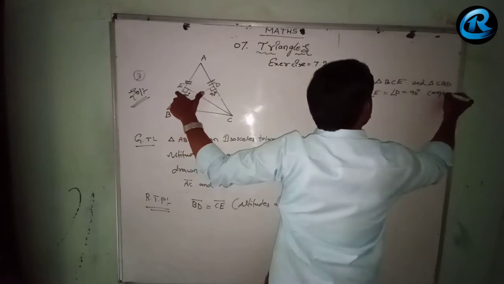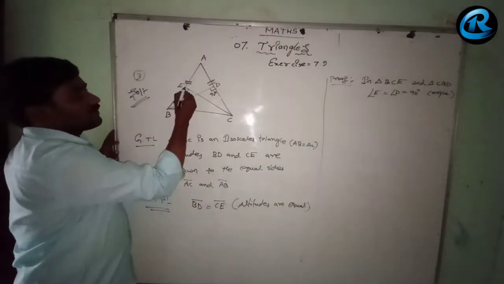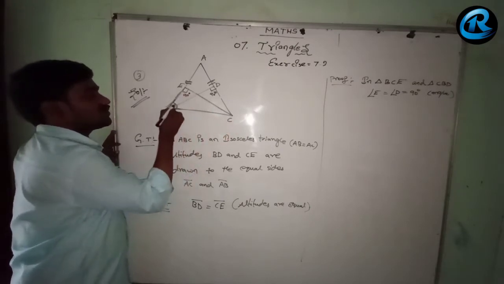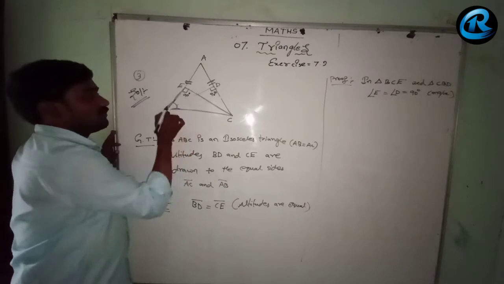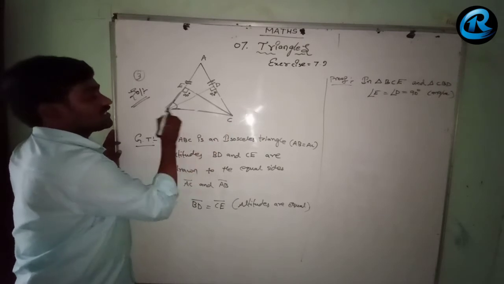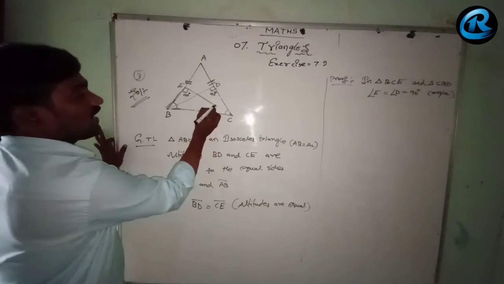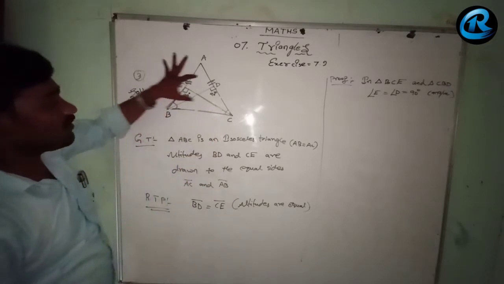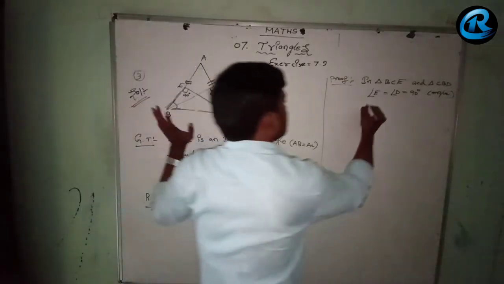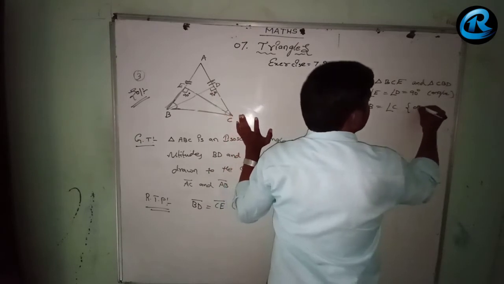Then in triangle BCE, angle B, and in triangle CBD, angle C. So here angle B equals angle C, because these two sides are equal. So these two angles will be equal. Angle B equals angle C, opposite to the equal sides.